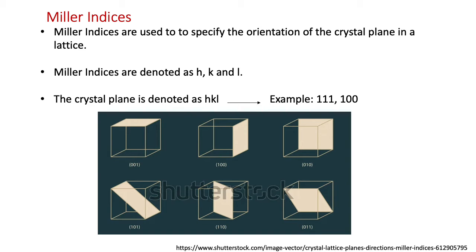Miller indices are used to specify the orientation of the crystal plane in a lattice. Miller indices are denoted as H, K, and L, and the crystal plane is denoted as HKL. So for example, we call it 111 or 100, and these are also called the volume projections. And as you can see here in the picture, these are different projections, and each projection has a different number.